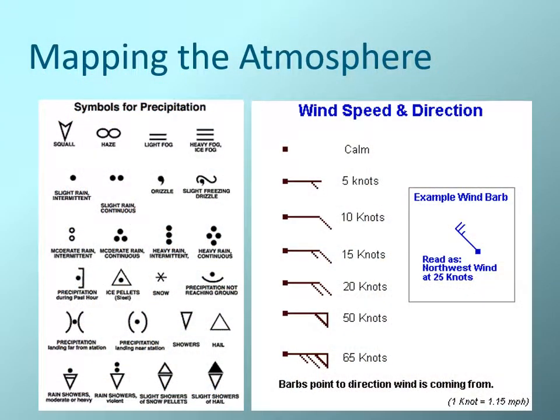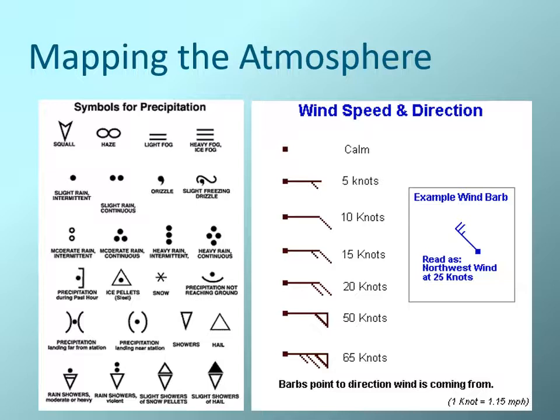So we're going to look at a lot of different maps in this class. On the left, these are symbols for precipitation, and you might see these around mapped weather stations across the country. Don't worry about memorizing all of this. Even I don't have all of this memorized, but just keep in mind that these symbols represent precipitation.